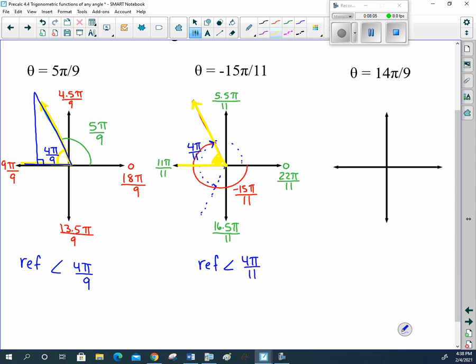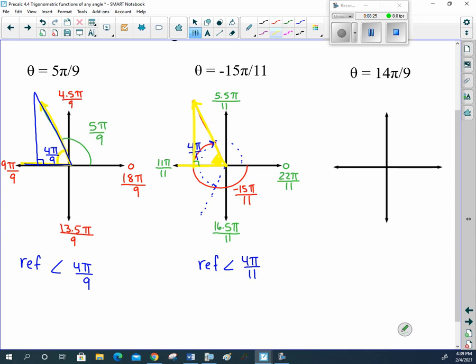I want to draw in the reference triangle, so I need my reference angle. Your reference angle makes up two sides of your triangle. And then to get your third side, you always just drop it straight down perpendicular to the x-axis. So there's your reference triangle, and there's the right angle.